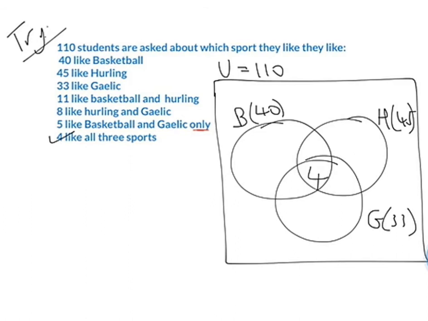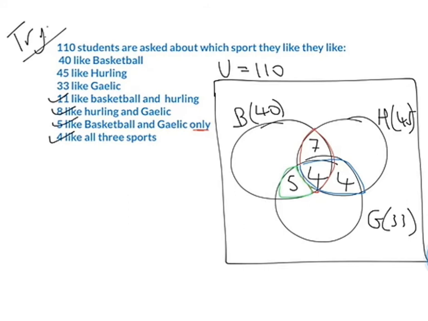Then in the same way, we're gonna start from 11 like basketball and hurling. This is the red border portion. 11 should be here. 4 is already there, so 11 minus 4, 7. Again, 8 like hurling and Gaelic. 4 is already there, so we're gonna write one more 4 over here in the empty portion. So we are done with it. 5 like basketball and Gaelic only. Basketball and Gaelic. Let's see. Okay, this green portion is for 5. 5 students like basketball and Gaelic only, not hurling.